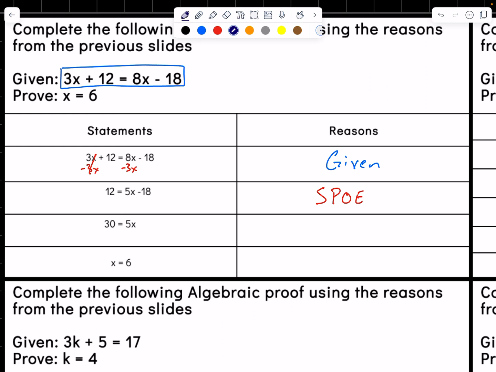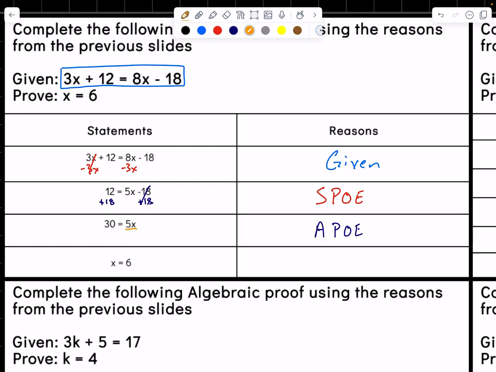So now to get down to our next step, 30 equals 5x, we have to add 18 to both sides to cancel it out over there. And what makes it the postulate of equality again is if we do it to one side, we have to do it to the other. Okay. Then we finish up.